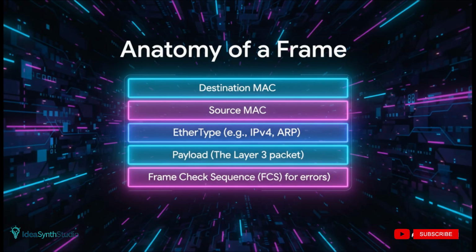Then there's something called EtherType, which is like a little note on the envelope saying what kind of data is inside. Is it an IPv4 packet, an ARP request? Then you've got the payload, which is the actual letter, the real data. And finally, you have the frame check sequence, or FCS. That's like the wax seal on the envelope. It's there to make absolutely sure it wasn't opened or damaged along the way.